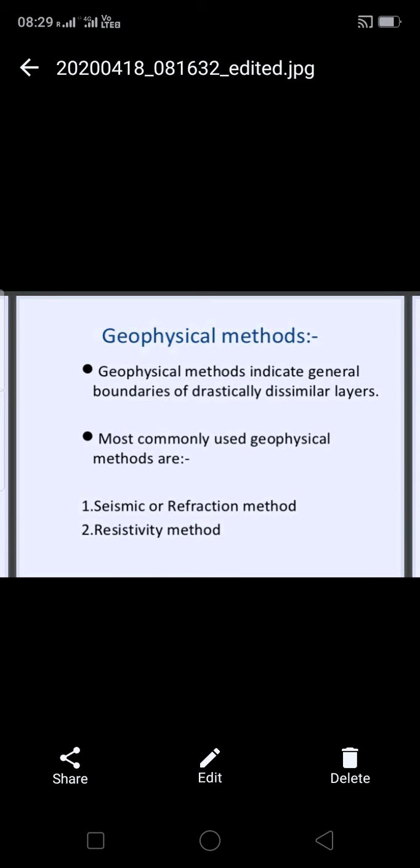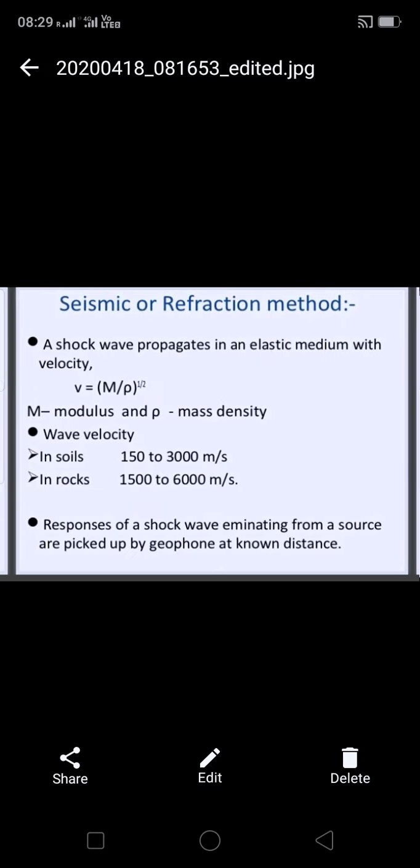But the geophysical method gives you a result in a very short time, and it needs a very skilled person who can interpret the data. Basically, geophysical methods are of two types. First is the seismic or refraction method. Second is the resistivity method. Geophysical methods indicate general boundaries of drastically dissimilar layers. The most commonly used methods, which I have already mentioned, are the refraction method and the resistivity method.